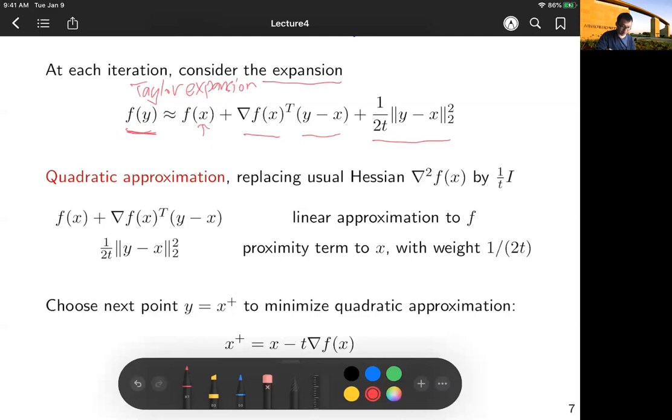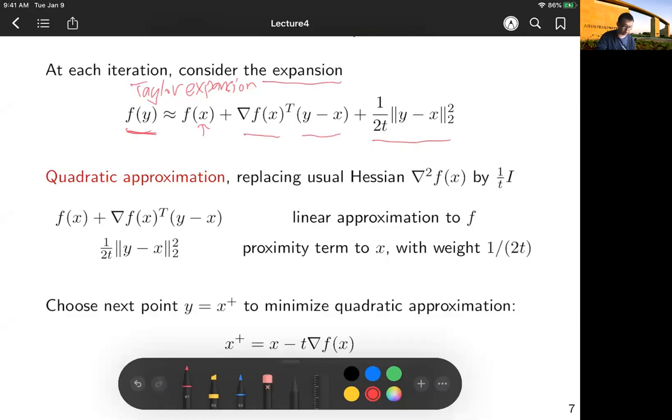By the way, suppose this parameter t is chosen to be sufficiently small. The last term is always non-negative, so we will end up getting an upper bound of the original function f of y. You can think about this as first constructing a quadratic upper bound, and then trying to minimize this upper bound. Since an unconstrained quadratic function has a closed form solution that you can get by setting the gradient to 0, this is something that can be easily solvable.